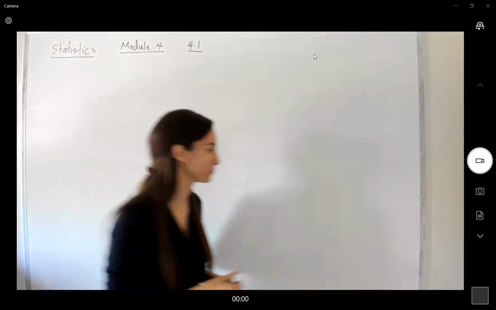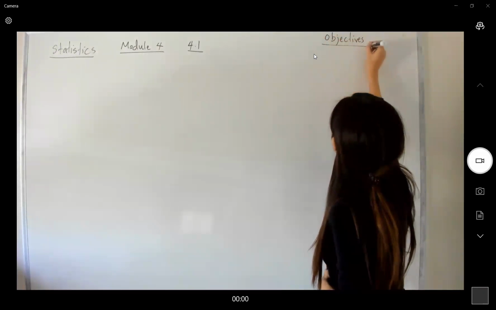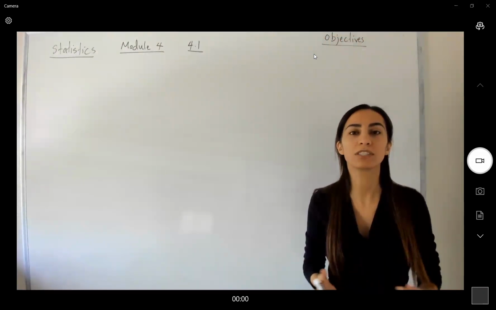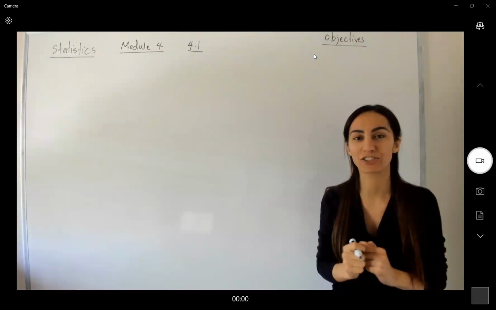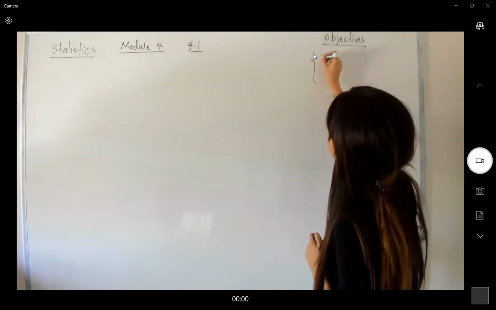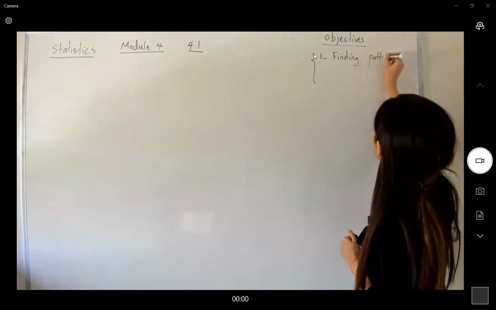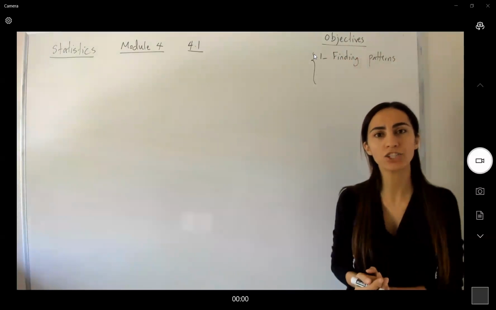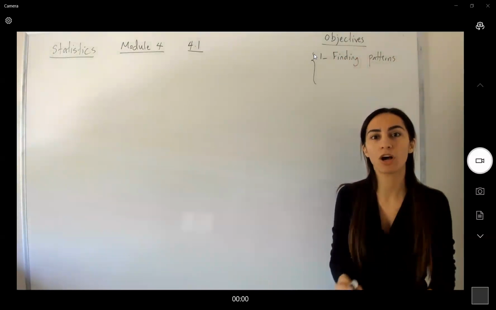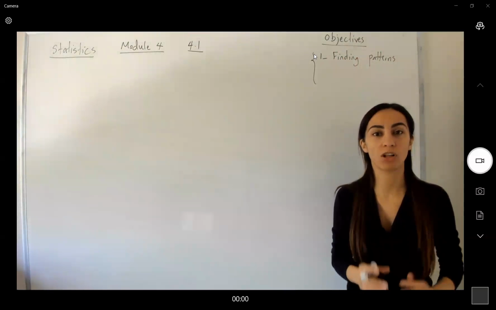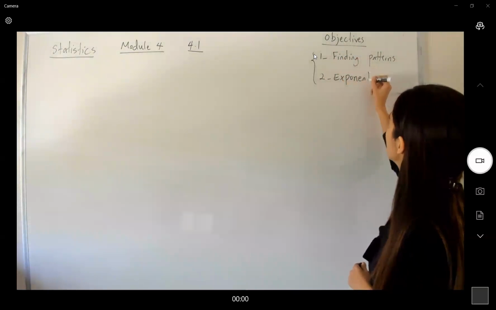What are the objectives? So objectives of today's lecture, again, we are dealing with scatter plots and we're trying to find patterns in our collection. Finding patterns in our data, in our collection. And the second thing that we're going to do, we're going to construct and build an exponential model. What is an exponential model?